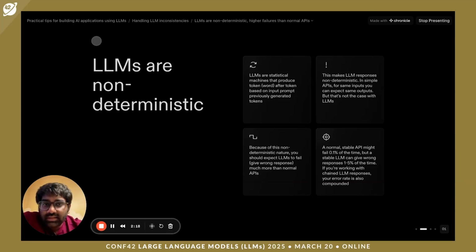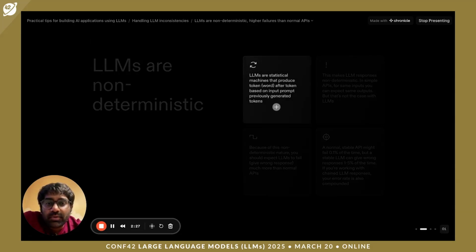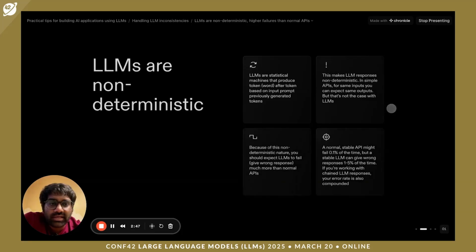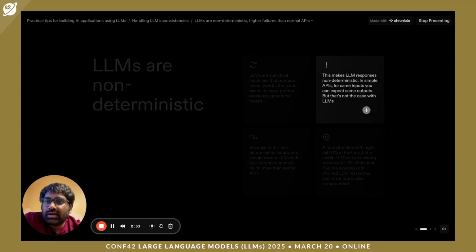So what do you mean by that? If you look at an LLM under the hood, they are essentially statistical machines that produce token after token based on the input prompt and what tokens have been generated previously. Statistical machines are basically probabilistic. And as soon as you bring probability into software, you're going to get something non-deterministic. Now, what do we mean by non-deterministic? You will basically get a different output for the same input every time you ask the LLM for a response.